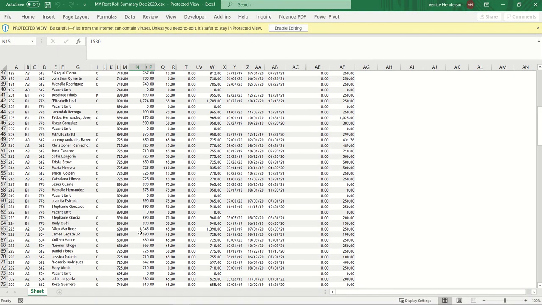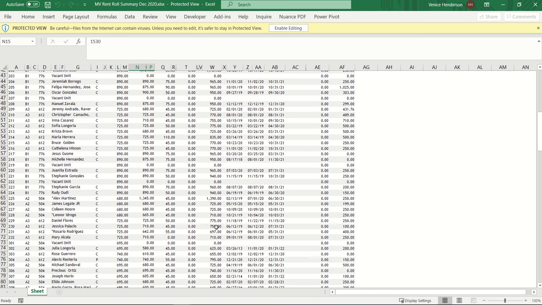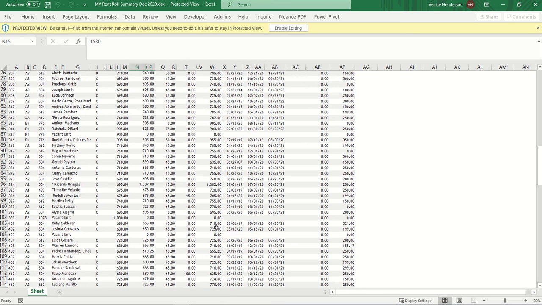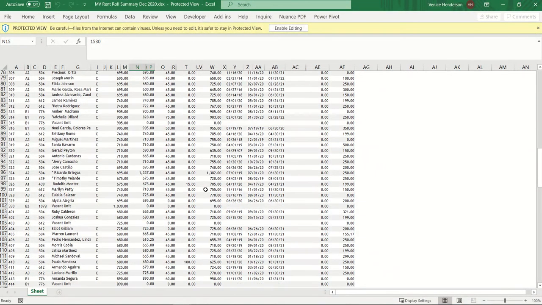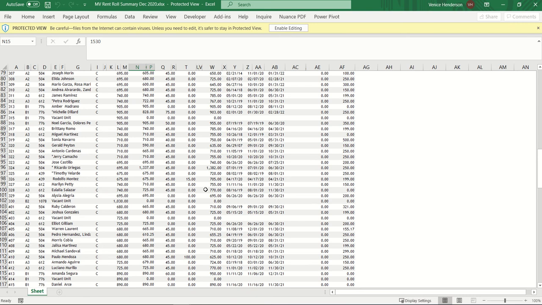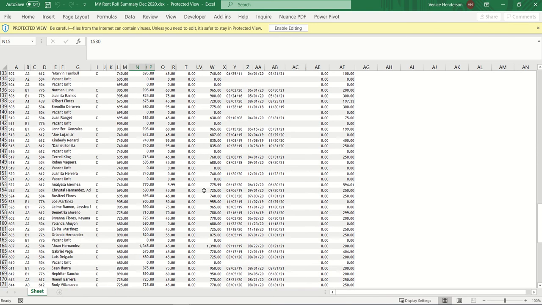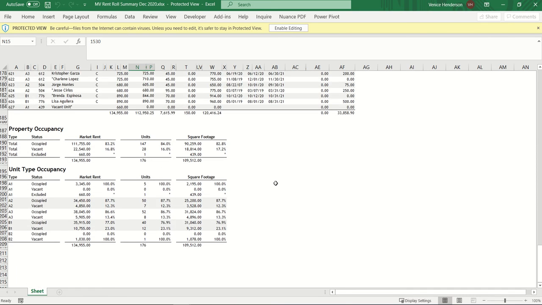All right, that's something that's interesting. Yeah, that must be what they owe. All right, so let's look at the high level stats. There are 83% at market rent, 16% that aren't even rented.